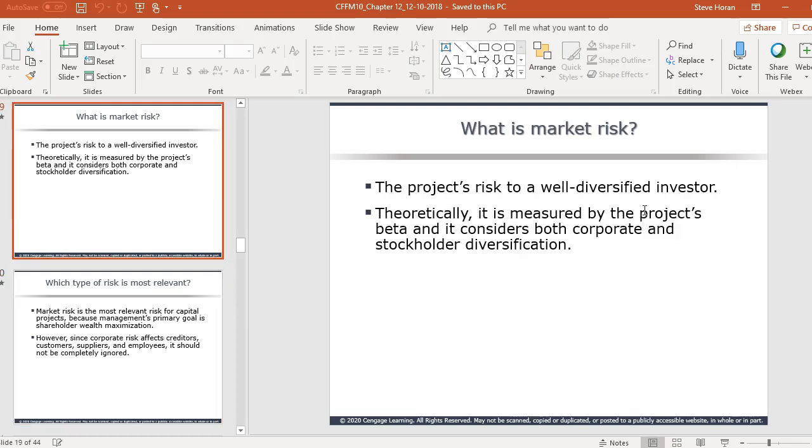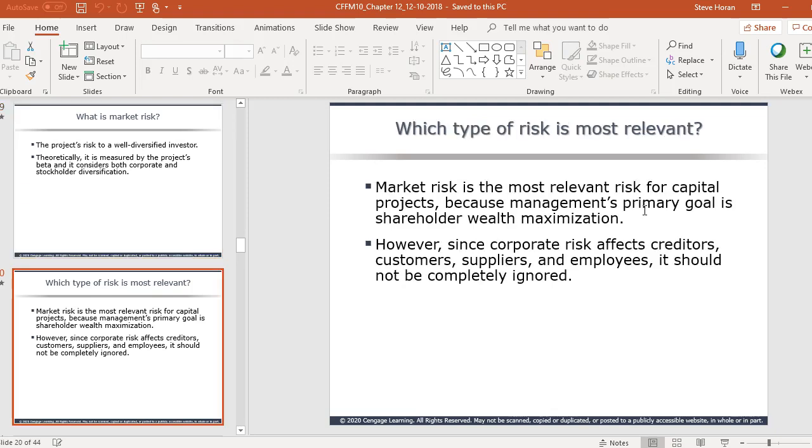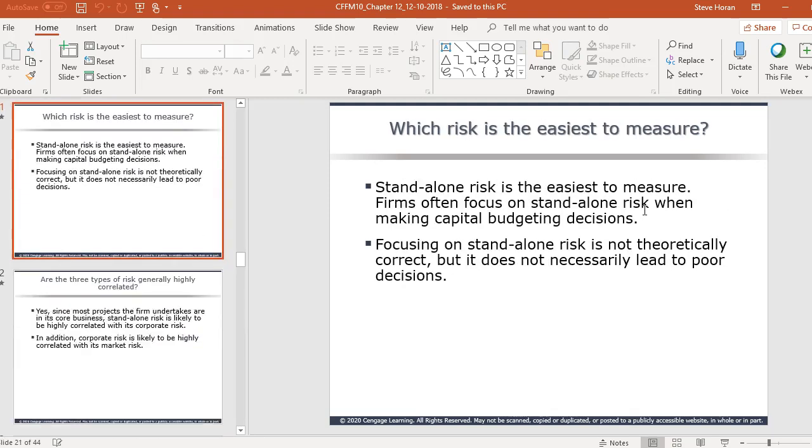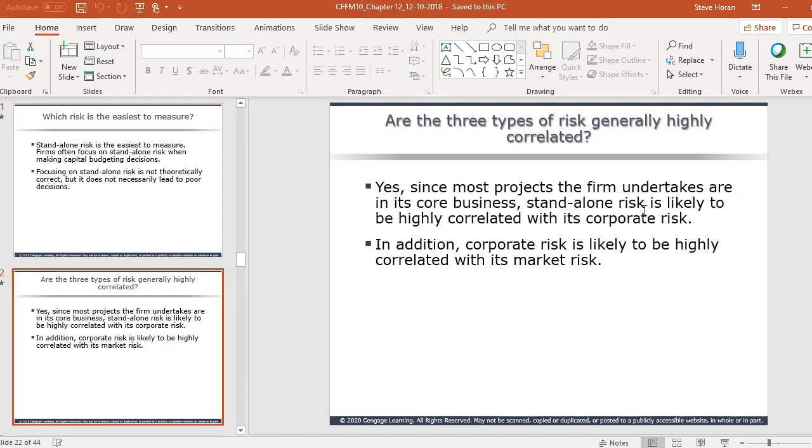So the authors of this book believe market risk is number one, but don't forget about corporate risk is basically their answer to that question. Now, standalone risk, though, is the easiest one to measure. So the one they say is least important, obviously, would be the most easy one to calculate, right? But that's what they tell us, so just kind of be aware of that, too. And then they ask us, are they correlated? Yes. The risk of all three of these move in the same direction, good or bad.